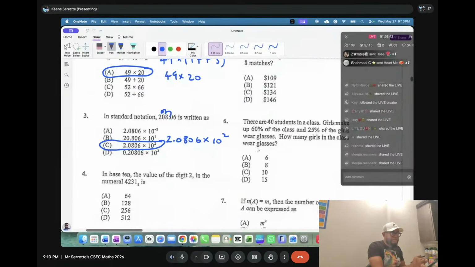When you're going to the left, it's positive. When you're going to the right, it is negative.